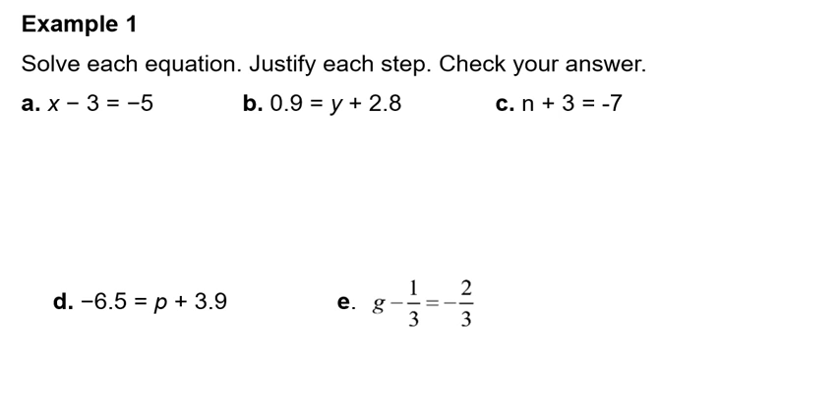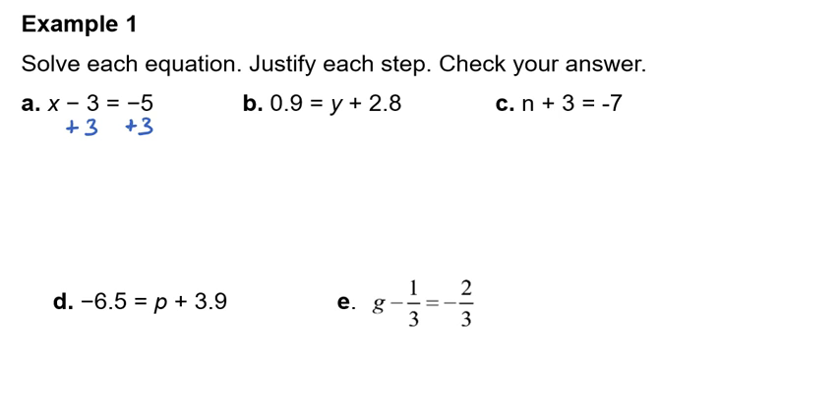So our first problem here says x minus 3 equals negative 5. And so we need to move that minus 3 over to the other side. To do so, we're going to use the inverse of subtraction, which is addition. So by adding 3 to both sides, we are using the equality property of addition. And that's how we're justifying each step.